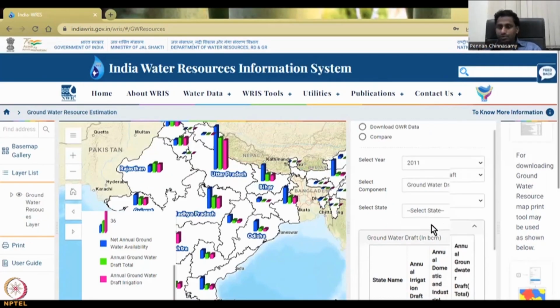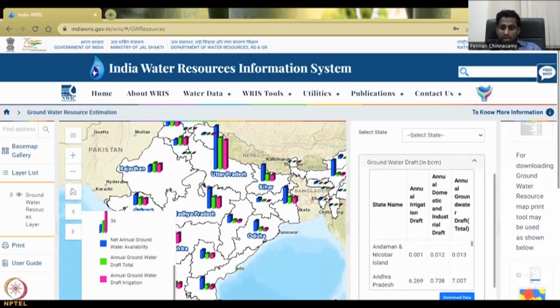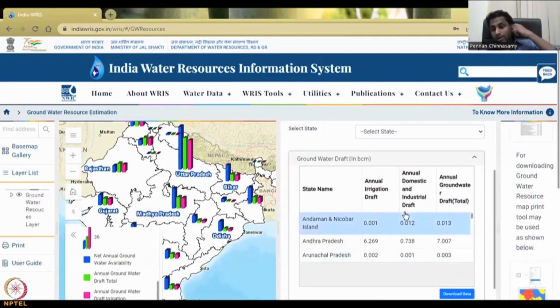So let's look further at the data. This is the entire country in billion cubic meters. Billion is 10 to the power 9. You have thousands, then millions, and then billions. So it is billion cubic meters per year. Groundwater draft is given here, and you can see how much is used for irrigation, how much is used for industry, and the total annual groundwater draft. If you add these two, this total comes. Domestic and industry are clubbed together.